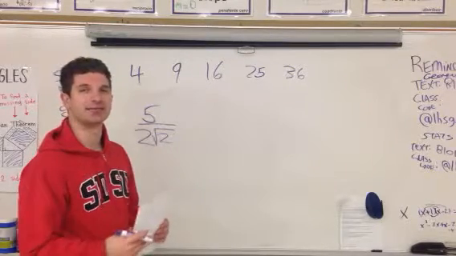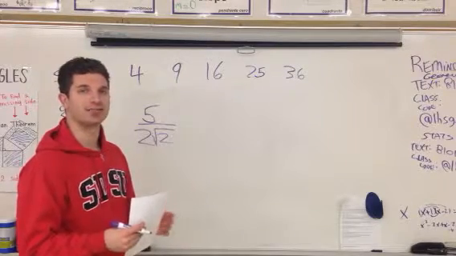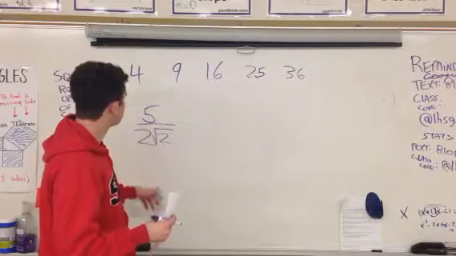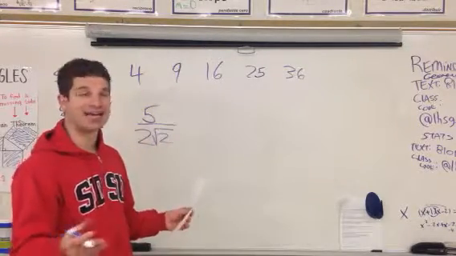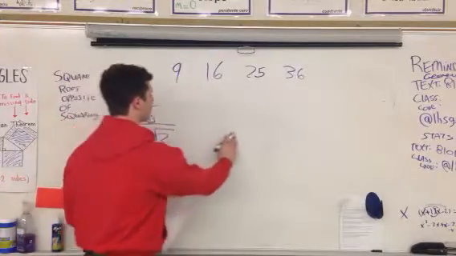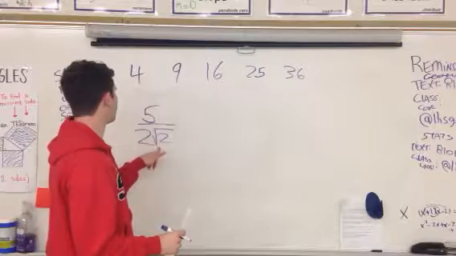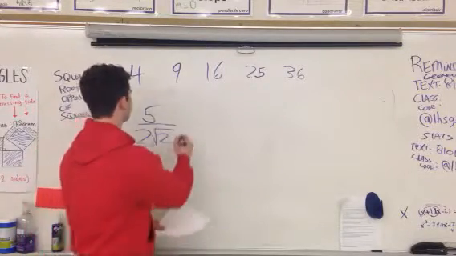We're doing this because when we get to special right triangles, we're going to have situations where we have 3 over square root of 2 or 5 over 2 square root of 2, and we can't leave our answer like this. We have to make sure that the denominator, or the bottom, does not contain a radical. Okay, so that's why we're doing this.